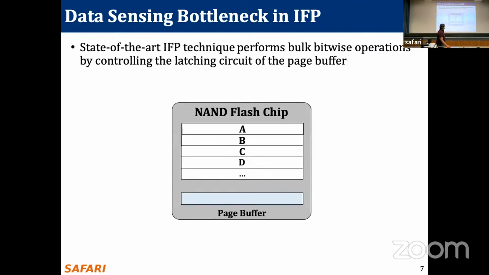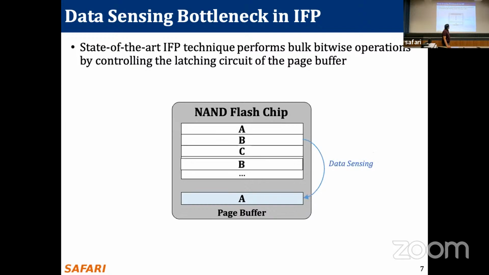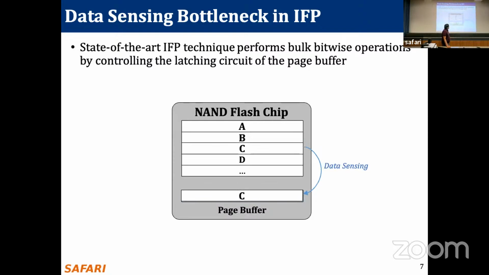So in order to perform the bitwise operation, the current technique performs a data sensing, which is to read the operand. Then if we have to perform a bitwise operation, let's say a bitwise AND between two operands, then it has to read the second operand as well, and the result gets accumulated in the page buffer. So if we have to do it for 3 operands, then it has to be read again, and then the result gets accumulated in the page buffer again.